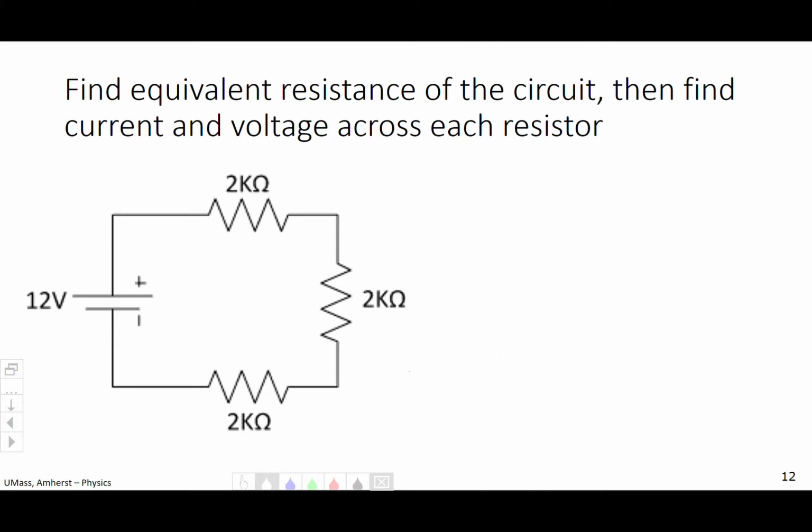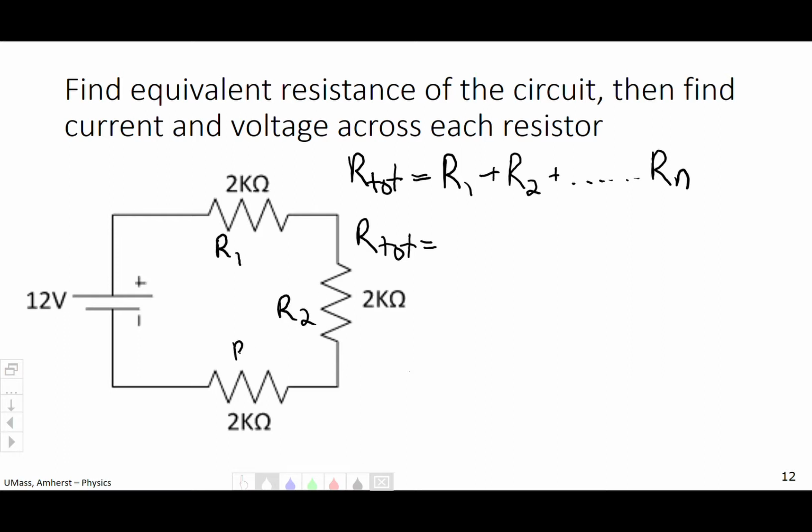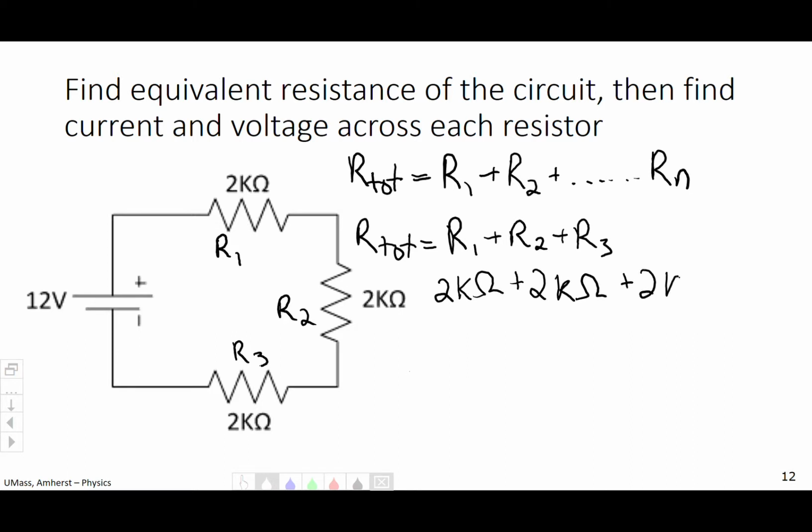So first we want the equivalent resistance. So what we want is R total, and that is R1 plus R2 plus ... Rn. So all of them together. So for this case, we have R total equals, we're going to call this one R1. Here's R2 and here's R3. This will help us keep things straight. So we have R1 plus R2 plus R3. 2 kilo ohms plus 2 kilo ohms plus 2 kilo ohms. Okay. This gives us 6 kilo ohms. Great. So that's our R total.